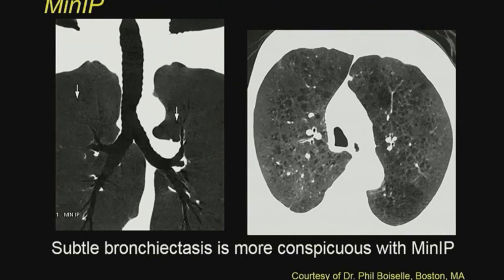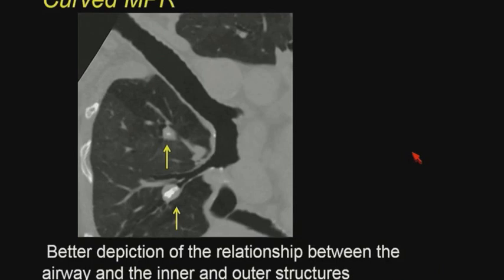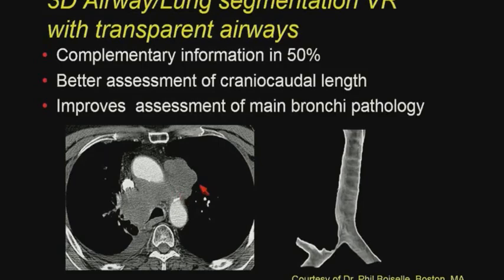reconstructions. For example, this is a scan which is done after that with post-processing, and minimal intensity projection images were created. We can appreciate how much easier we can see the subtle bronchiectasis in this case, as well as more appreciable the combination of the bronchiectasis and emphysema. Curved multiplanar reconstruction, the same case of bronchiolitis I have shown earlier. We can see how the airways are located in relationship to the structure. Is it within or outside of the airway?